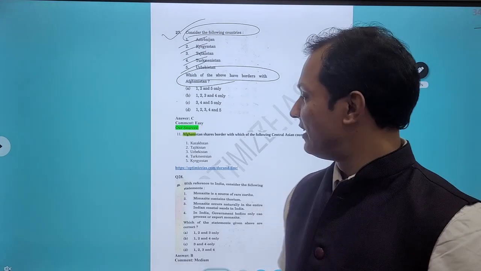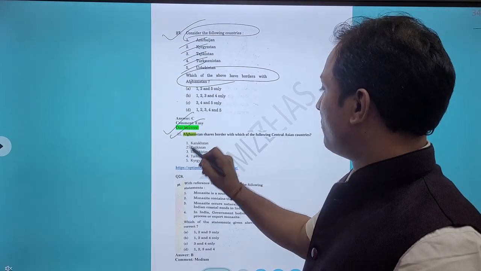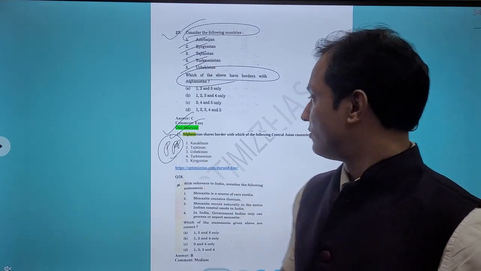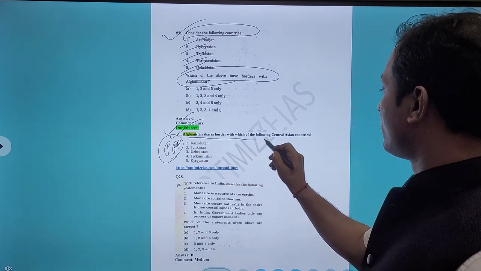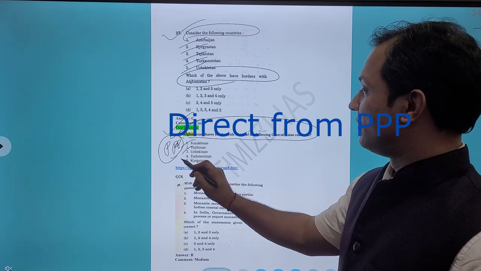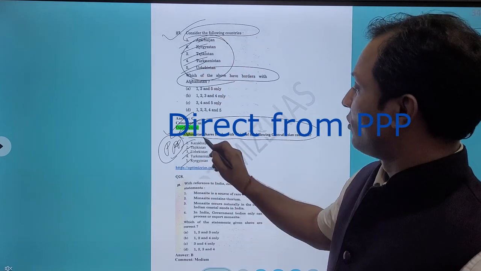Guys, just see the PPP, my Prelims Power Play question. I have given this Prelims Power Play question: Afghanistan shares border with which of the following Central Asian countries? Just imagine, guys. Even the options are the same. Even the options are the same.